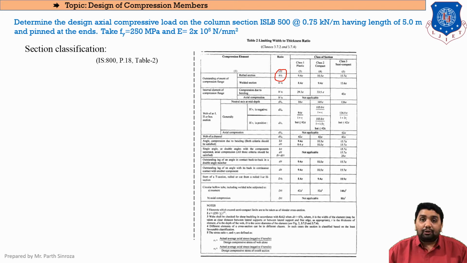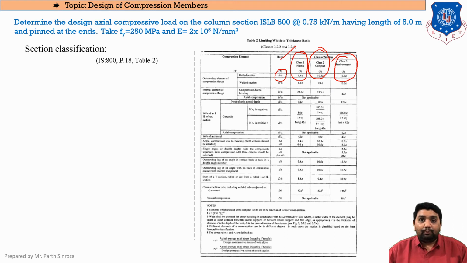So if the ratio comes out to be less than or equal to 9.4 epsilon, it will fall under class 1, plastic. If the ratio falls between 9.5 and 10.5, it will be under class 2, that is compact. And if the ratio comes out to be between 10.6 and 15.7, it will be under class 3, semi-compact. And if the ratio comes out to be greater than 15.7, then it will be an ineffective ratio.